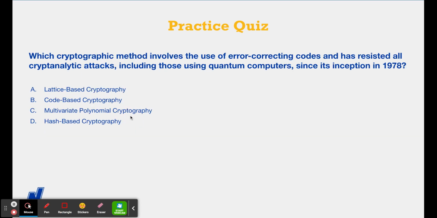Next, we'll talk about some more cryptographic methods. Which cryptographic method involves the use of error correcting codes and has resisted all cryptanalysis attacks, including those using quantum computers, since its inception in 1978? The answer for this one is, so this question assesses the student's understanding of the various post-quantum cryptographic methods. The correct answer for this one will actually be B, code-based cryptography.